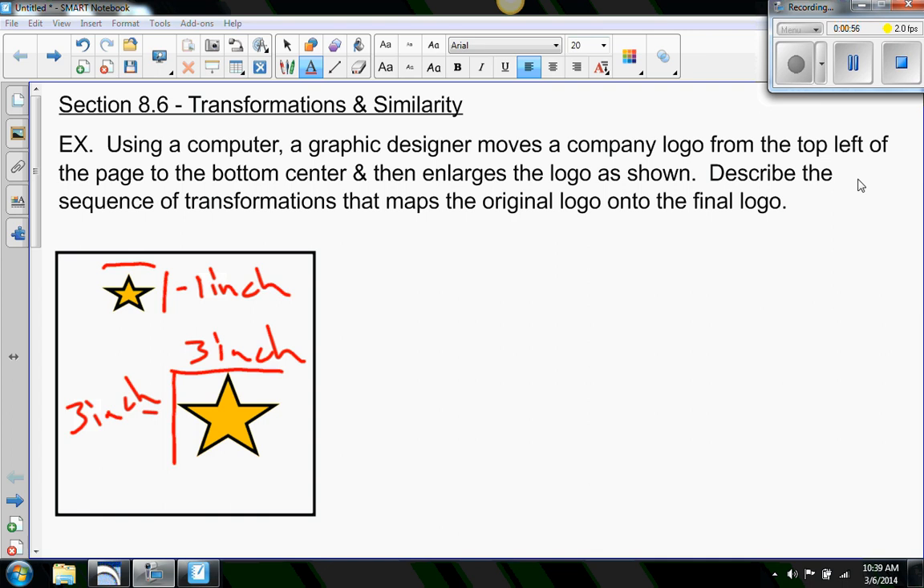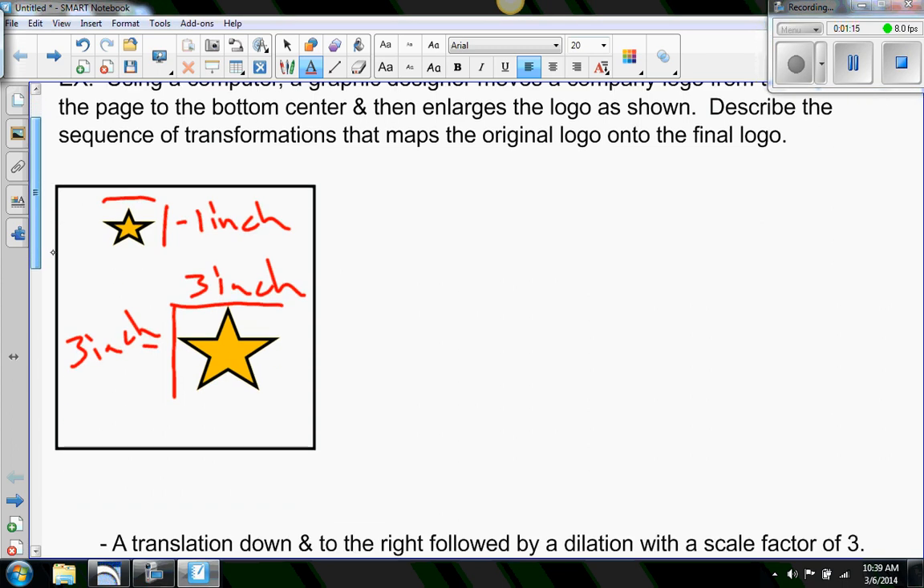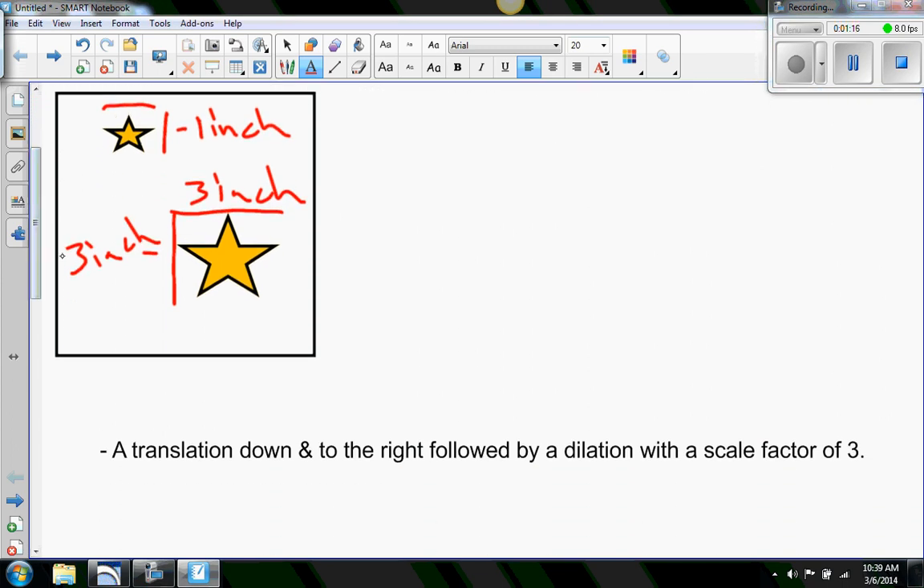So you can tell that it translates down and to the right, right? This original figure right here is going down and to the right. And obviously, since this is 1 inch and this is 3 inches, you can tell that it's enlarging by a scale factor of 3. It's 3 times as big. Okay, so then that's what you would say. It's a translation down and to the right, followed by a dilation with a scale factor of 3.